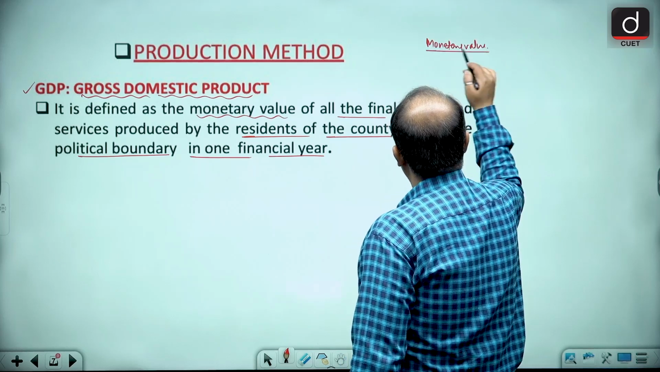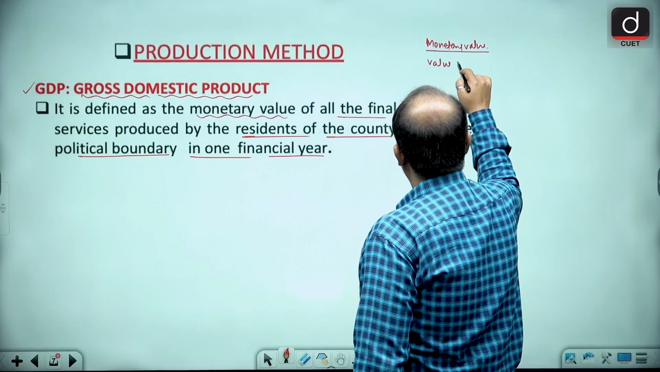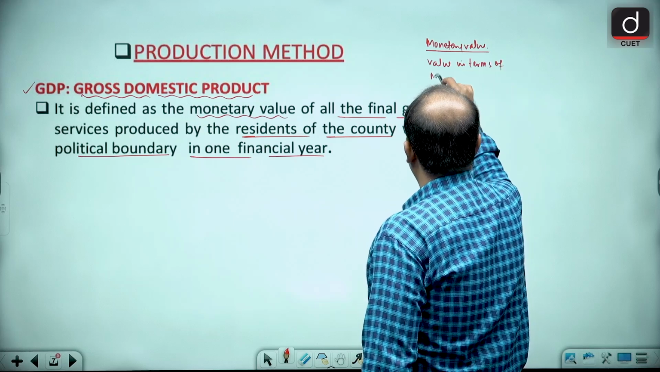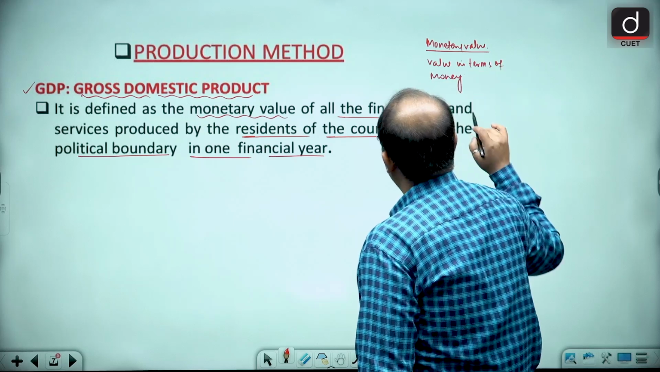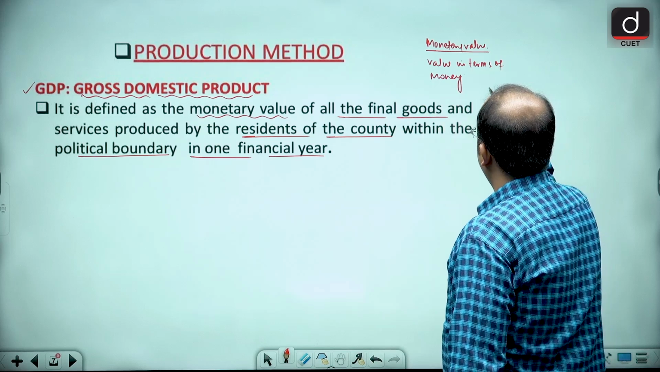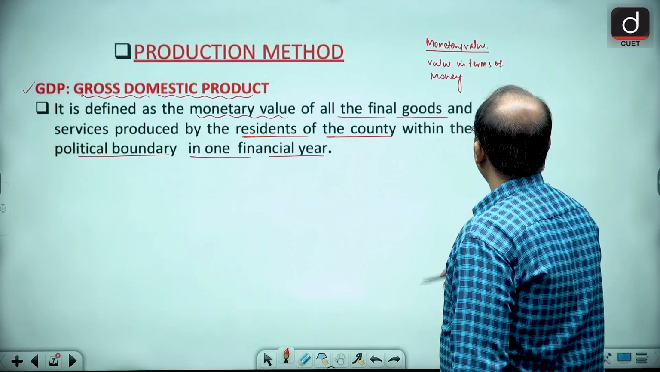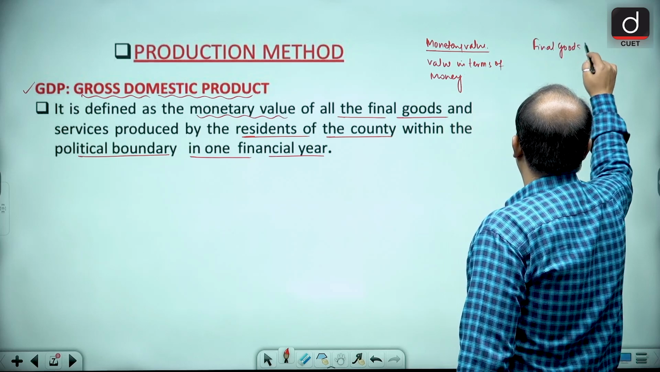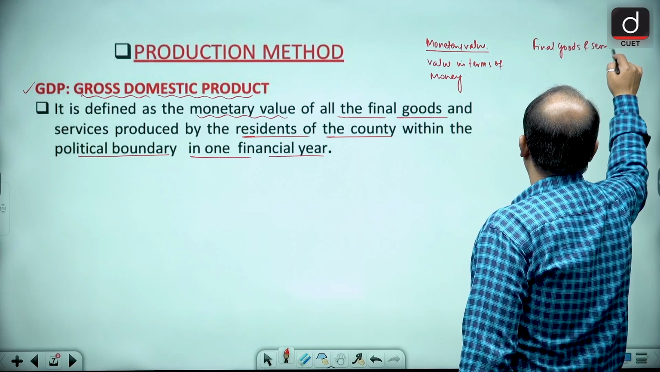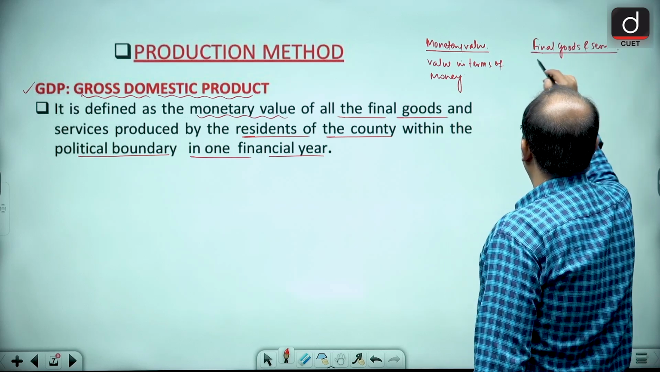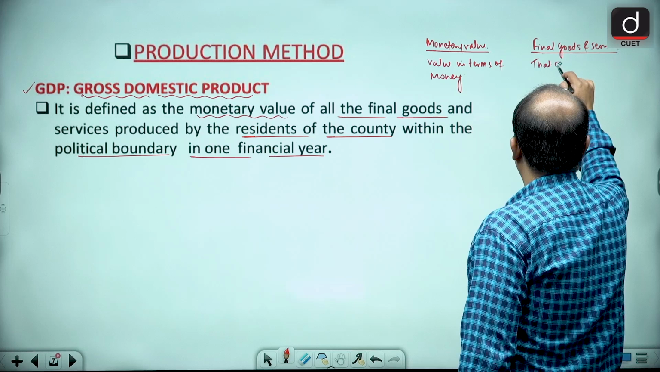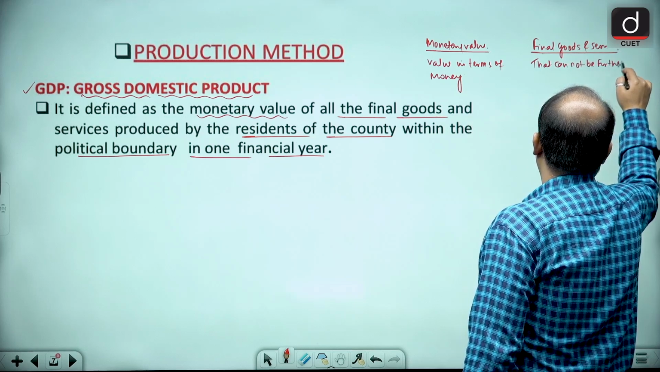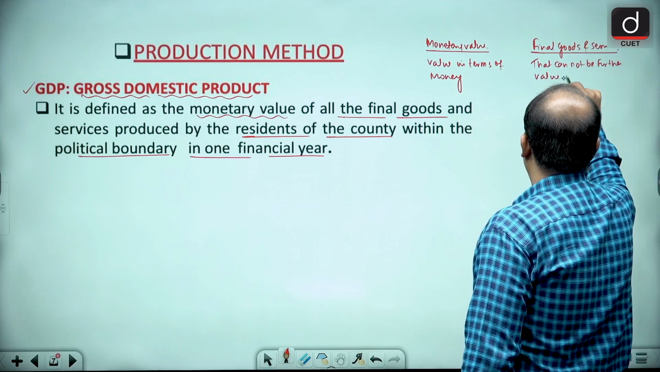Monetary value, what is it? It is value in terms of money, because every product has some monetary value. Then final goods and services, that cannot be further value added.